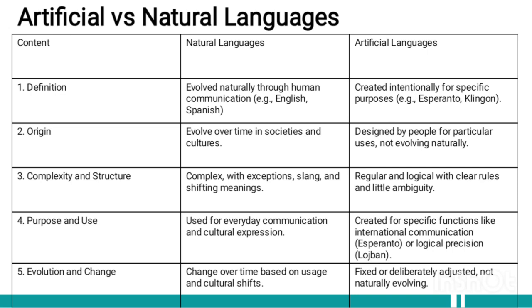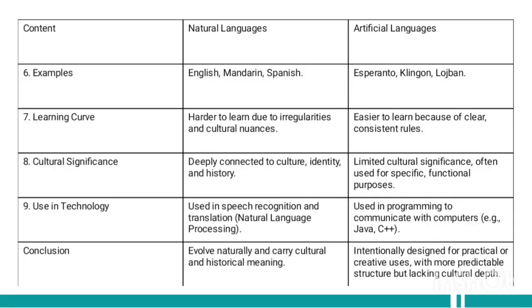Any changes are typically made by the designer to improve functionality or correct perceived flaws rather than through organic, community driven changes. Examples of natural languages include widely spoken languages like English, Mandarin, Spanish, Arabic, Hindi and French. These languages have evolved over thousands of years and are used by millions or even billions of people. Examples of artificial languages include Esperanto, Klingon and Lojban. These languages were made with a specific purpose or for a particular community.